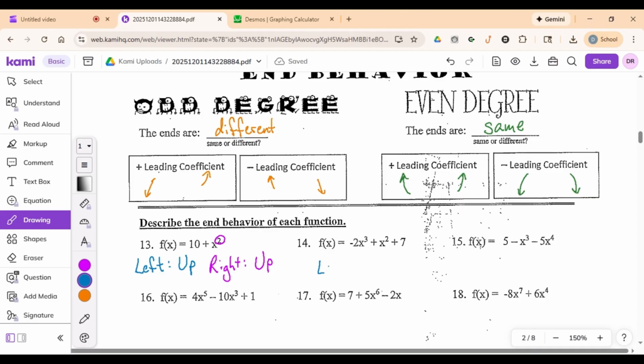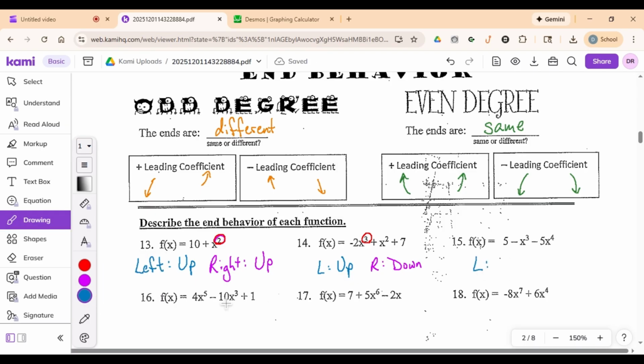We have the left side again and the right side again. I'm just going to put L for left and R for right. If you look, this one has an odd degree. So for this one, we have an odd degree of 3. If it's an odd degree, I'm over here. They're going to be different. One's up, one's down. Since the number before x to the third is a negative number, I see it right here. My left side's going to point up and my right side's going to point down, just like my chart says. And again, you could type this into your calculator to check that.